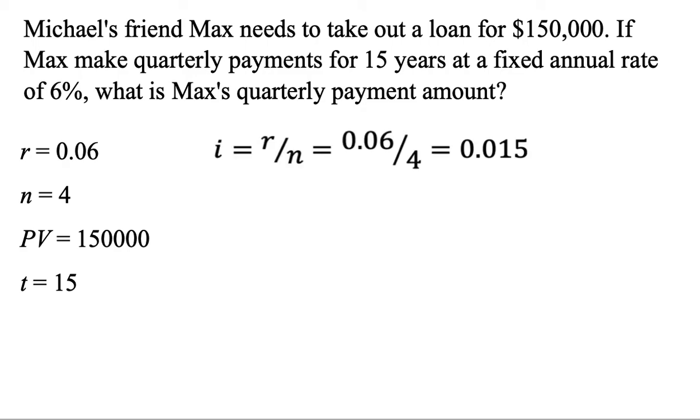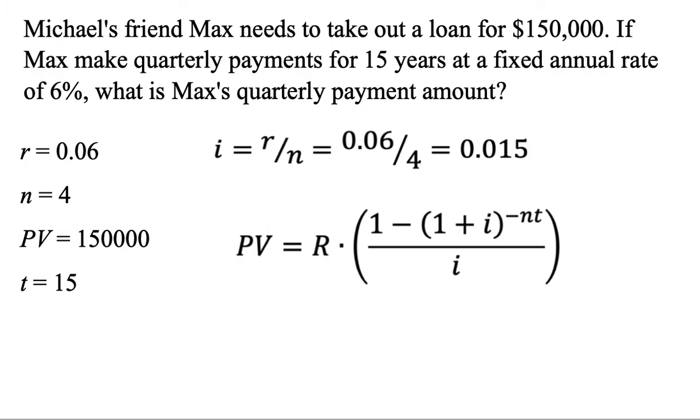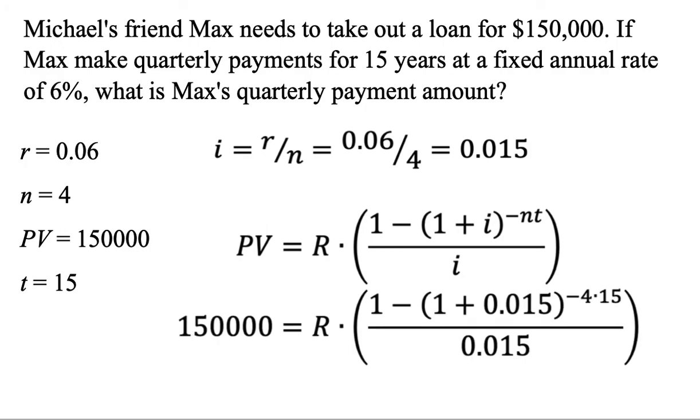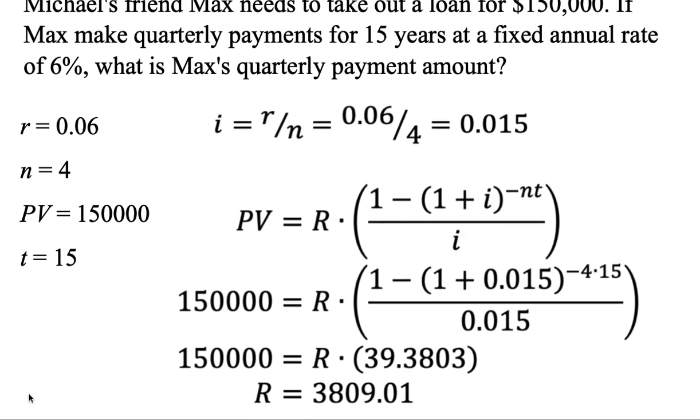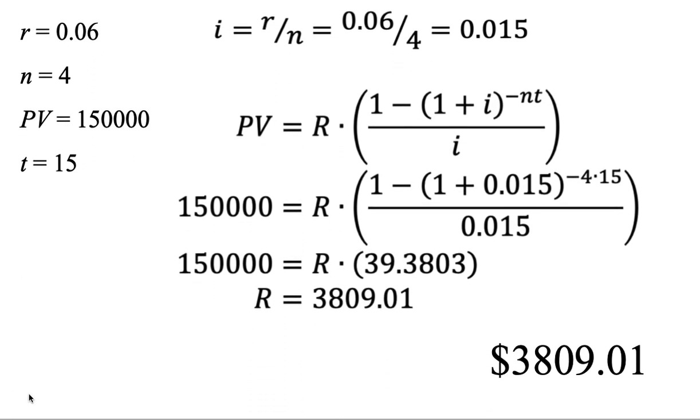Again, we find an I to make our computation easier. In this case, our I is 0.015. Plugging into our present value formula, simplifying and dividing, we find that the payment should be approximately $3,809.01. This concludes our video on present value and future value.